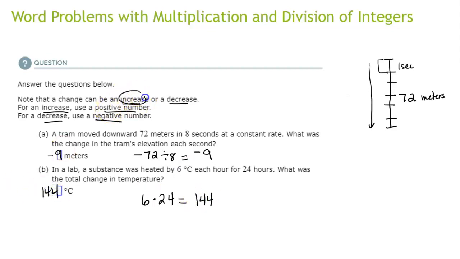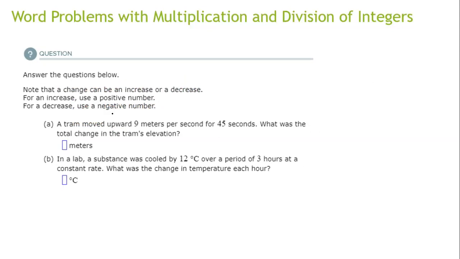You might want to make sure that you've written increase and decrease down in your code words. Increase is a positive, decrease is a negative. You pause the video and try this one on your own.